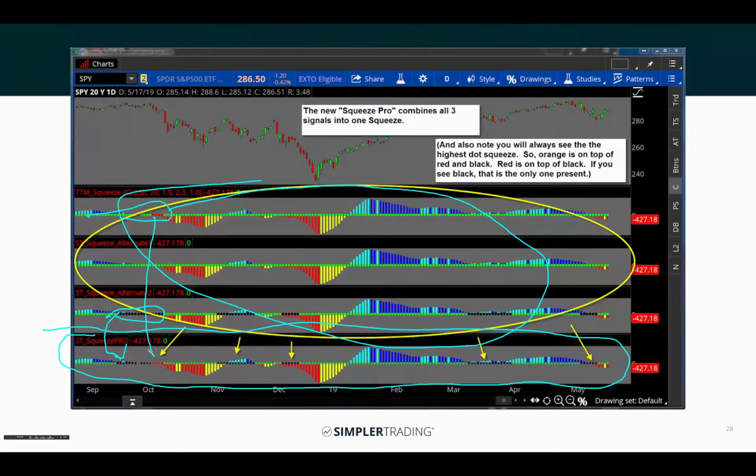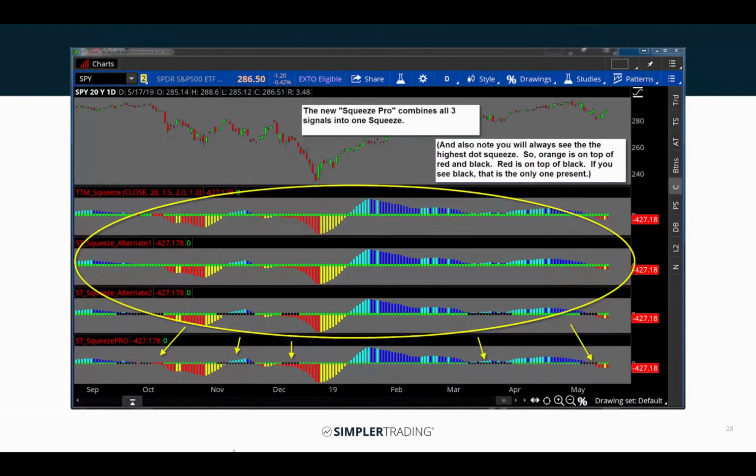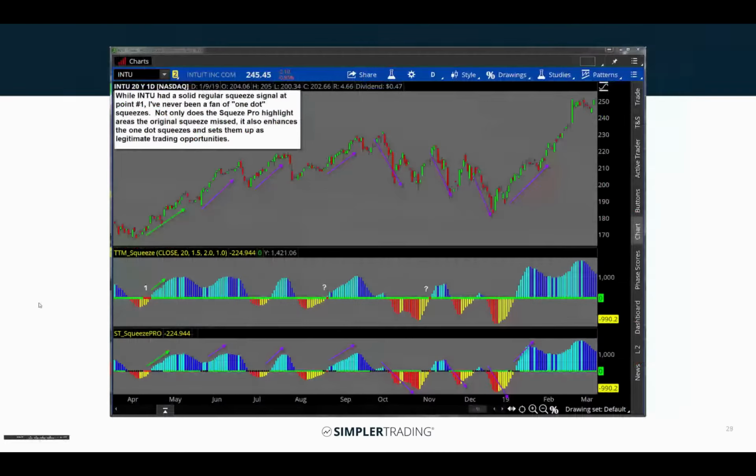So what's nice about this now is we just have one line to look at, and it makes this a lot easier, okay? So here's into it. We've got the Squeeze Pro at the bottom, and here's just the old one on top. So boom. You can see that you got the squeeze, the black squeeze, there's the red one sandwiched in between. No love here on the old squeeze, boom, there's a signal.